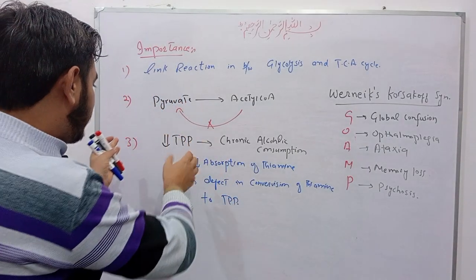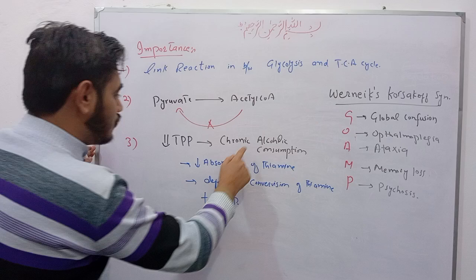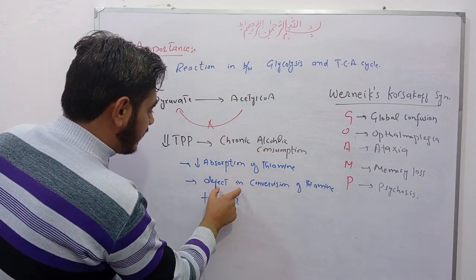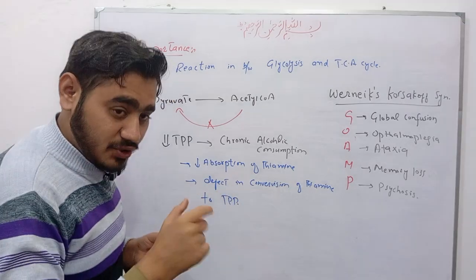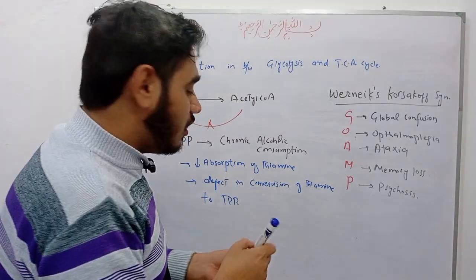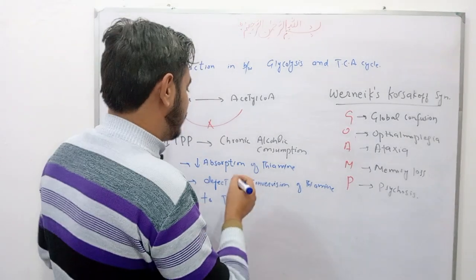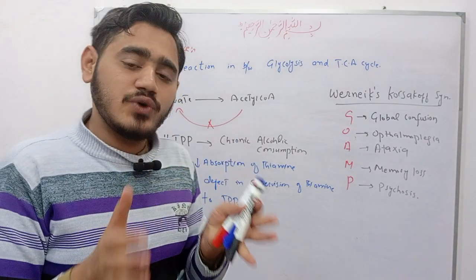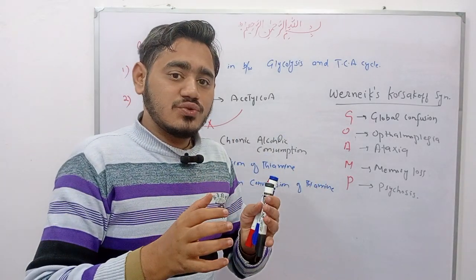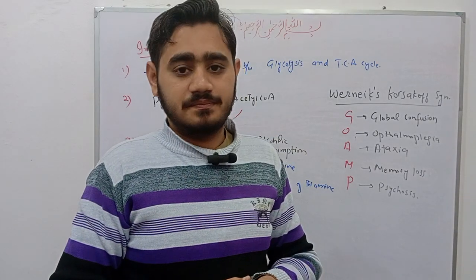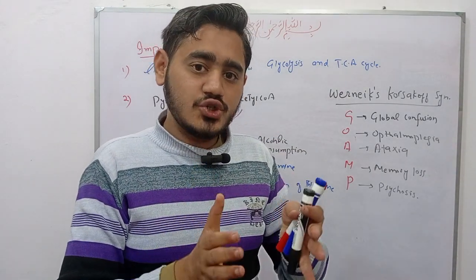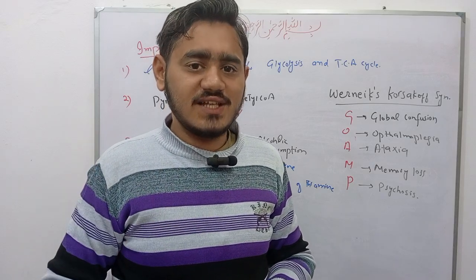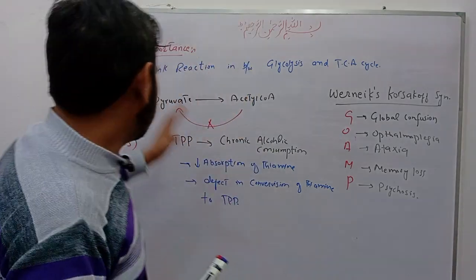So the defect in thiamine pyrophosphate, which is due to chronic alcoholic consumption, leads to a defect in absorption of thiamine and a defect in conversion of thiamine to thiamine pyrophosphate. They all lead to blockage in the pyruvate dehydrogenase complex and lead to accumulation of pyruvate, which leads to neurological manifestation, and also a decrease in production of ATP and inhibition of the TCA cycle. Okay, students. So this is the importance.